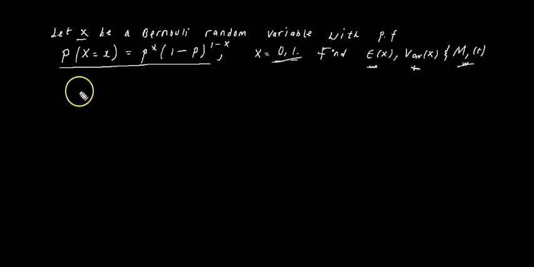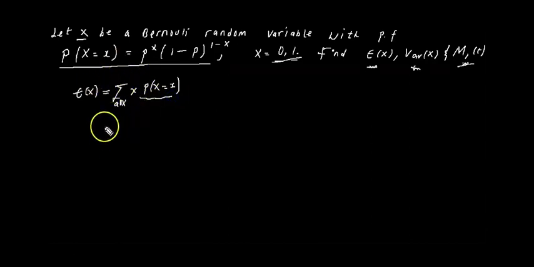So let's begin with the expected value. How do we find the expected value of the binary distribution? First of all, we just need to write the formula for the expected value, which is x multiplied by the distribution. But in this case, we have the binary distribution. Because we know that we are starting from 0 and ending on 1, to get the expected value, what we are going to do is sum up x equals 0 and x equals 1.